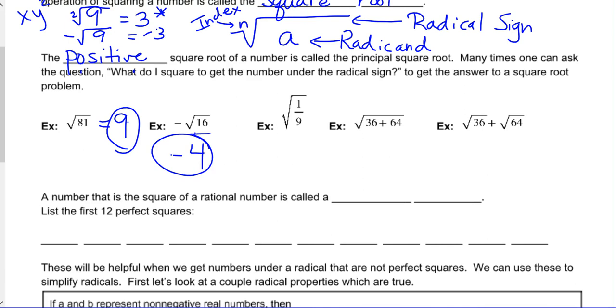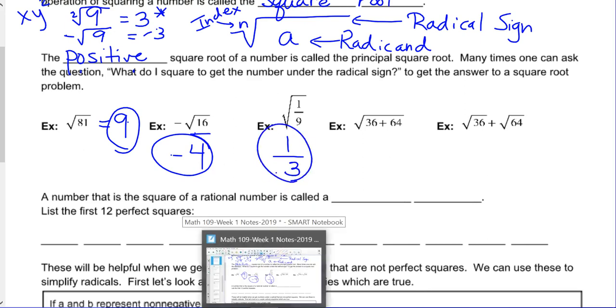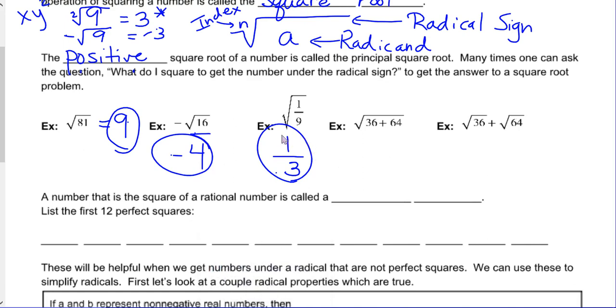A trick here is to look at each of them individually. What times what gives me 1? That's going to be a 1. And what times what gives me 9? That gives me a 3. So collectively, 1/3 times 1/3 is 1/9, but we will see a property later on about how I can definitely split that. Fourth example here. Notice that we have a square root, but I have a sum underneath there.